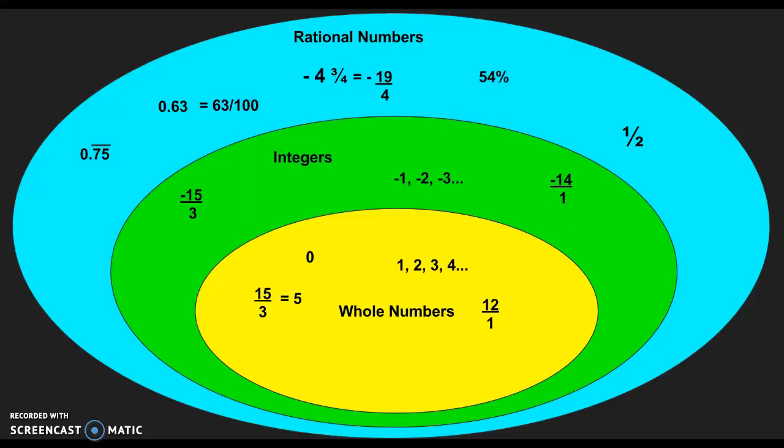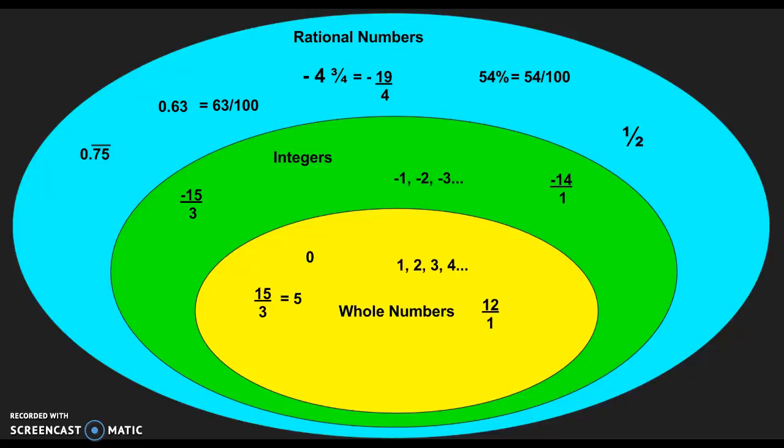Percents are also a part of the rational numbers. Again, percents can be written as a fraction, where both the numerator and denominator are integers, and the denominator is not 0. So we've covered whole numbers, integers, and rational numbers, but there are other numbers.